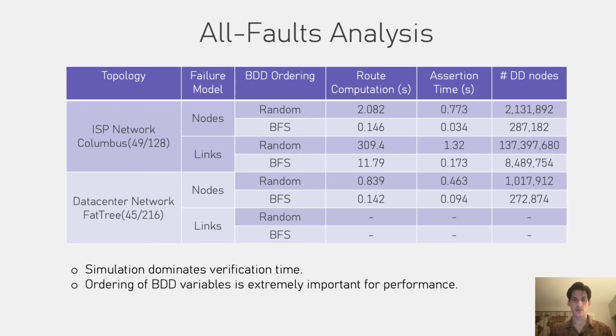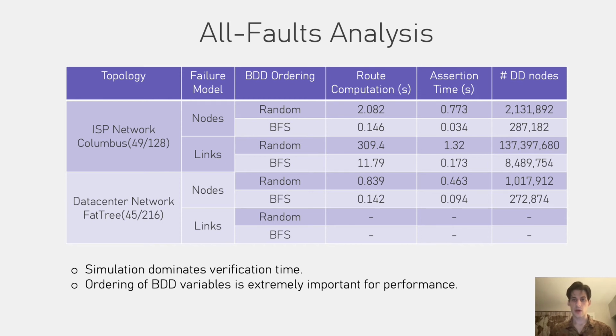We evaluated our tool on ISP and data center networks. These two have slightly different properties. ISP networks tend to have less symmetry and less redundancy, but richer policy, while data center networks are generally larger but have a very symmetric design.